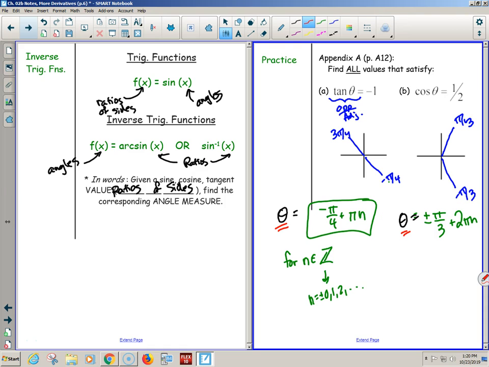We undo tangents by tangent inverse. That's the only way to undo. And what you do to one side, you do to the other. So guess what this is? Tan inverse, or inverse tan of -1. That's what we found. And what's this? Cosine inverse.